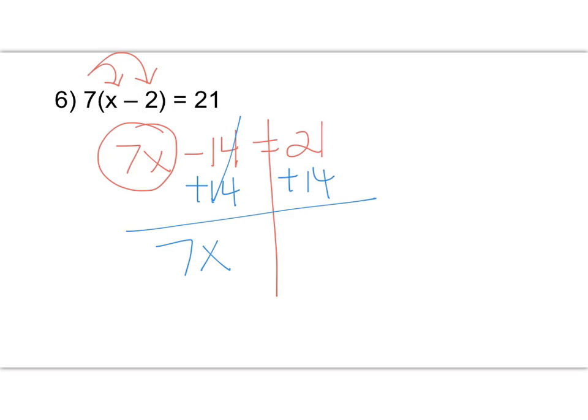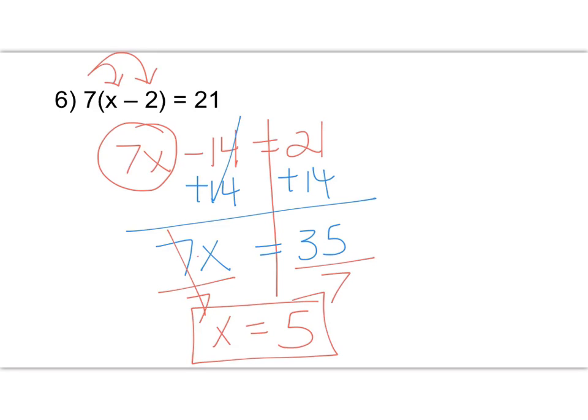I'm left with 7x is equal to 35, and I've got to do the opposite of multiplying by 7, which is to divide by 7, and I've got to do that to both sides. 7 divided by 7 cancels out, so I'm left with x is equal to 35 divided by 7, which is 5, and that is my final answer.